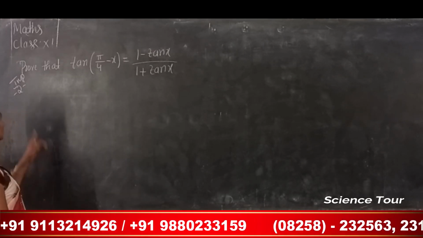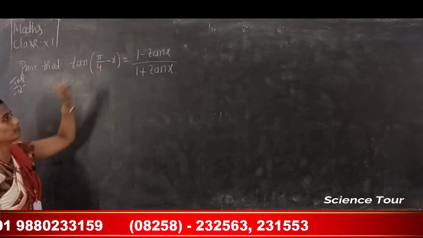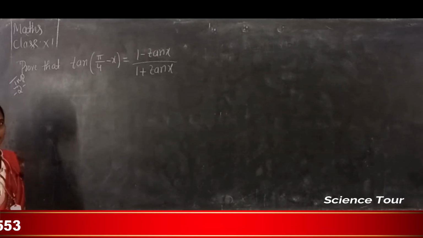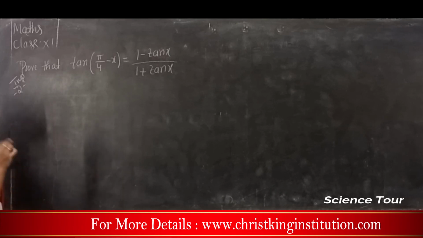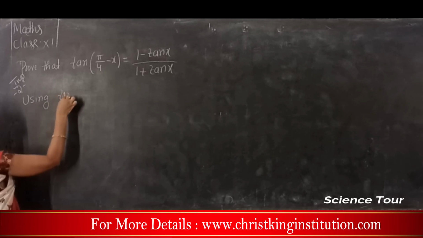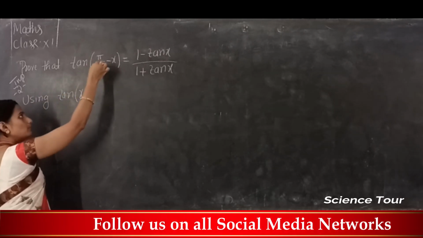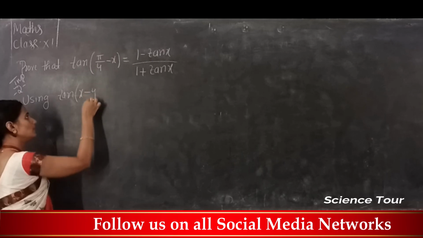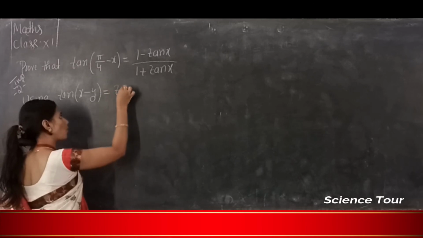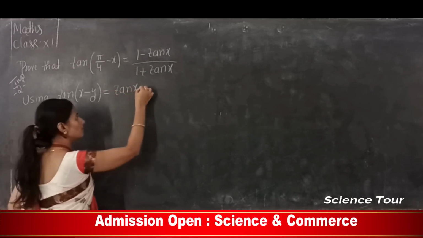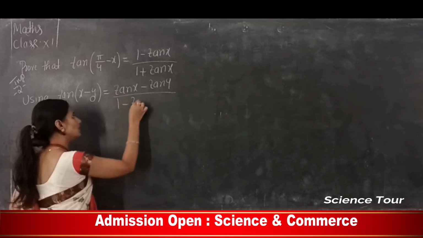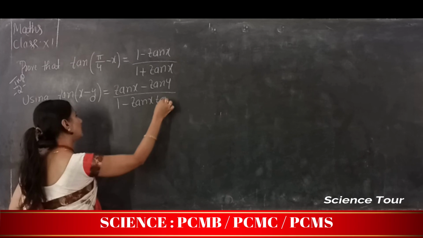Now next question. Prove that tan(pi by 4 minus x) is equal to 1 minus tan x divided by 1 plus tan x. This is also a formula. Now how to simplify this? Which formula are we using? For pi by 4 minus x, the formula is x minus y. Tan(x minus y) is tan x minus tan y divided by 1 minus tan x into tan y.